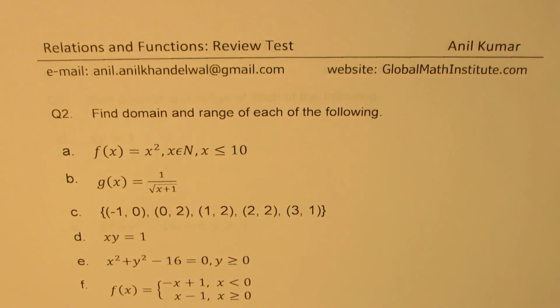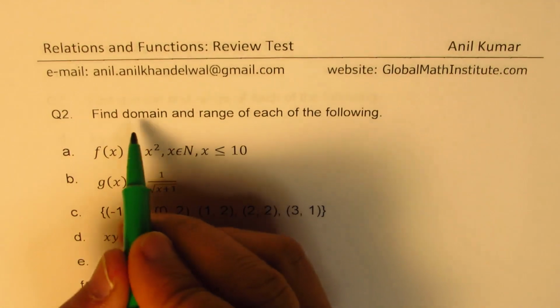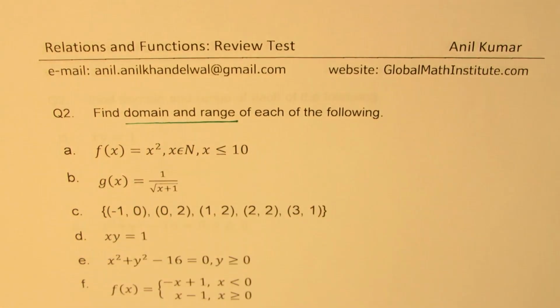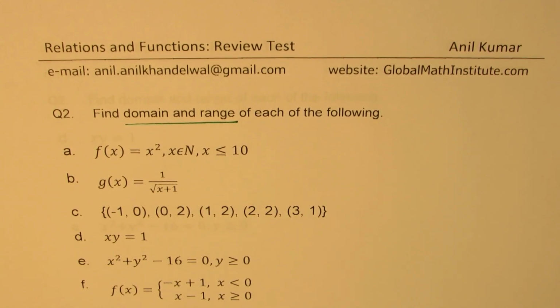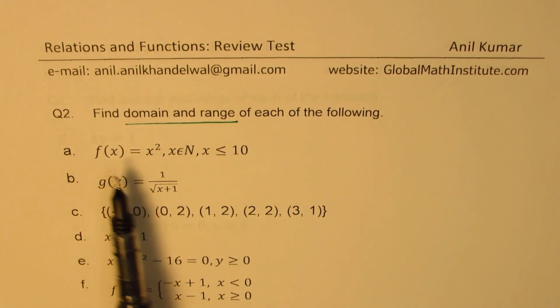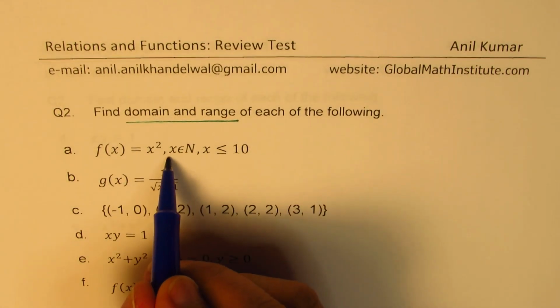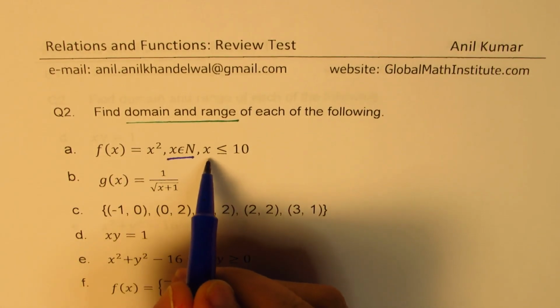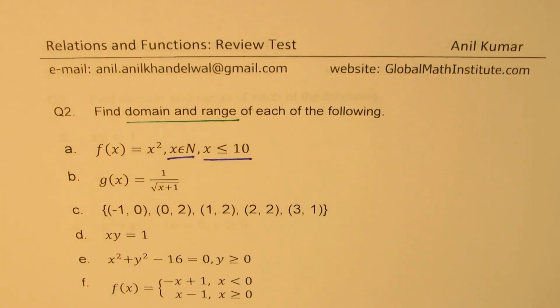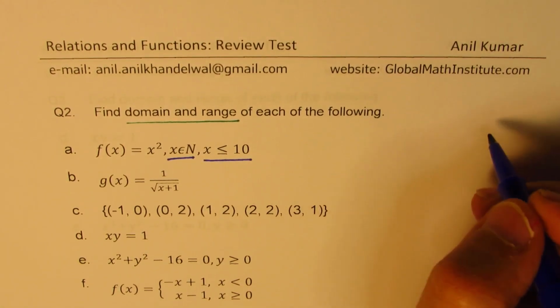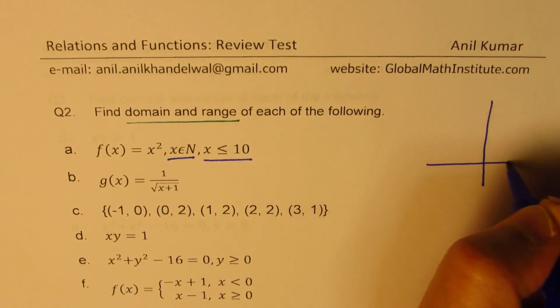In question number 2, we'll talk about domain and range. Very critical part of understanding relations and functions. So now we again have 6 parts. I'd like you to pause the video, answer this question, and then look into my suggestions. Let's begin with the very first one, which is f of x equals x squared. We have seen it many times. However, here we have given two conditions. x belongs to natural numbers and x is less than 10. How will it look like? Let's try to sketch this part.